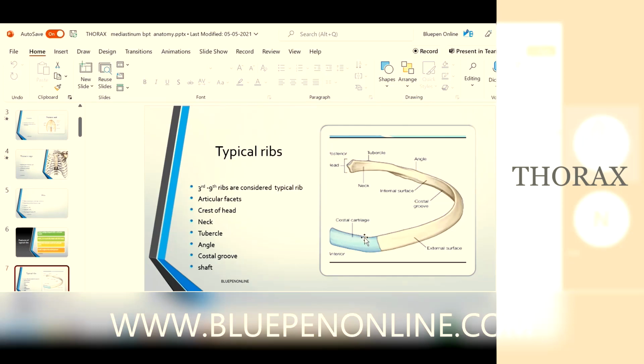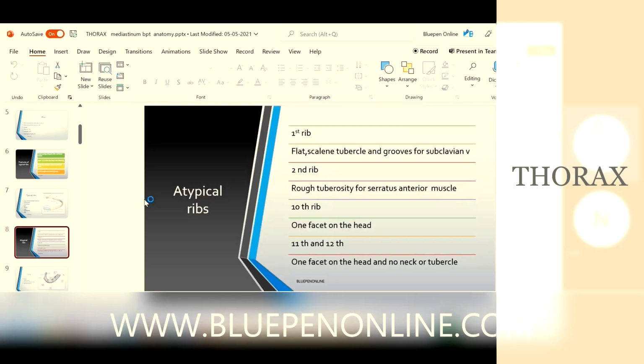And this is the piece of cartilage which connects your rib to the sternum. This is the costal cartilage. Inside, below, there is a groove, the costal groove. The inside surface is the internal surface and the outside surface is the external surface. These are the basic things of the typical rib, and typical means 3 to 9. The other ribs are atypical ribs, which means they have their own features. For example, the first rib, second rib, 10th, 11th and 12th are all atypical ribs.